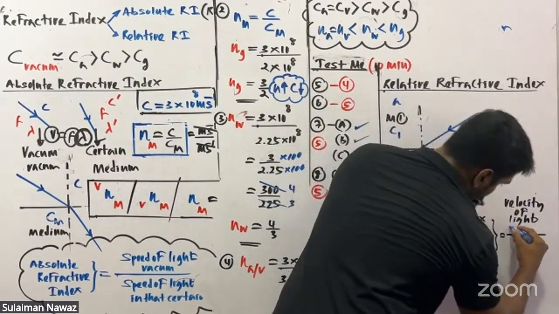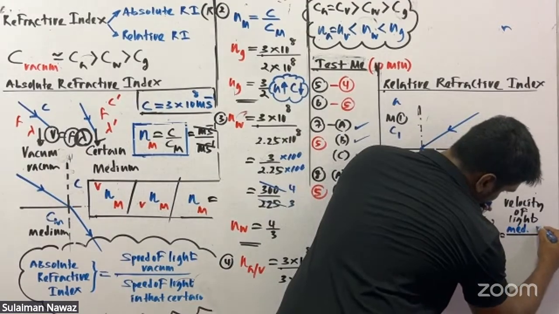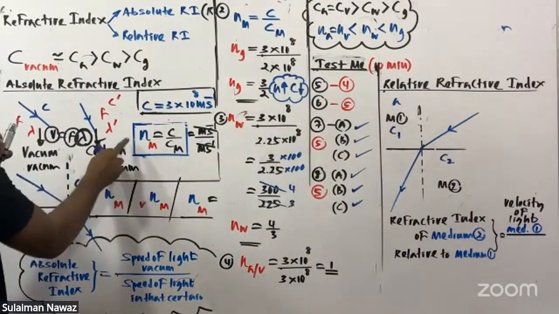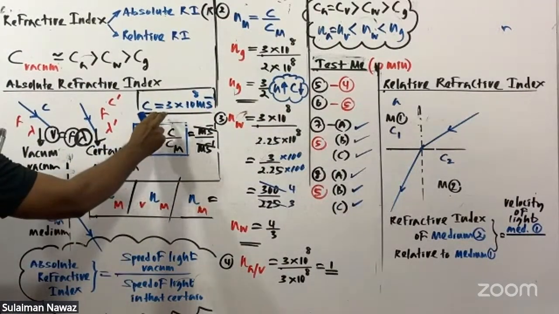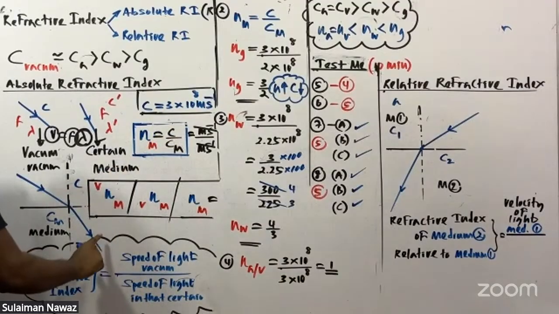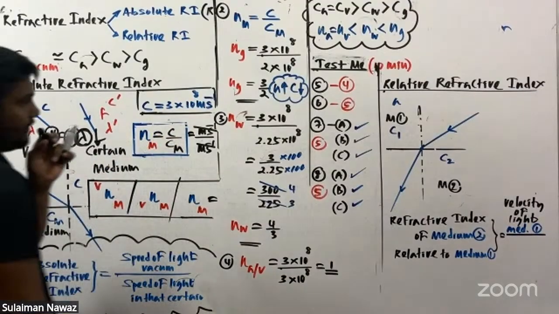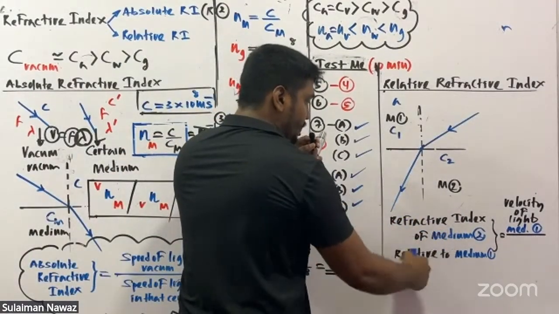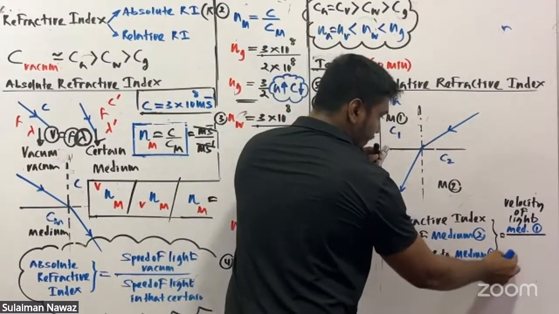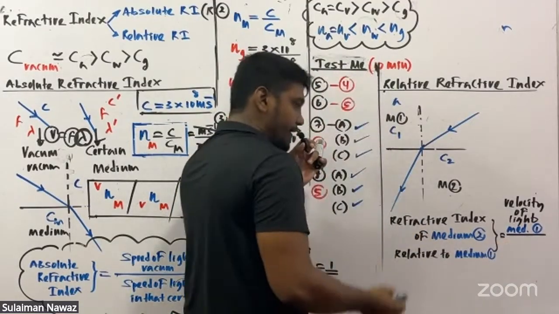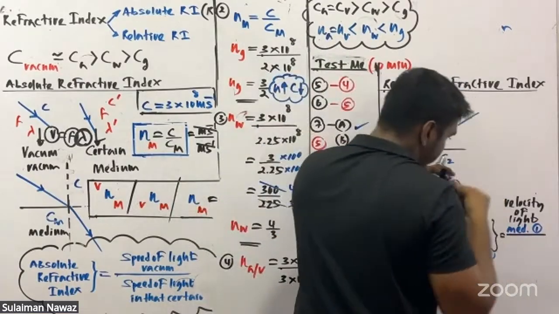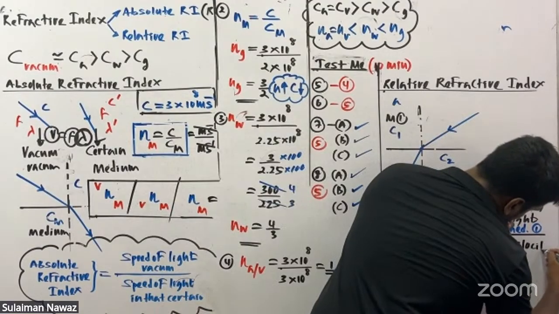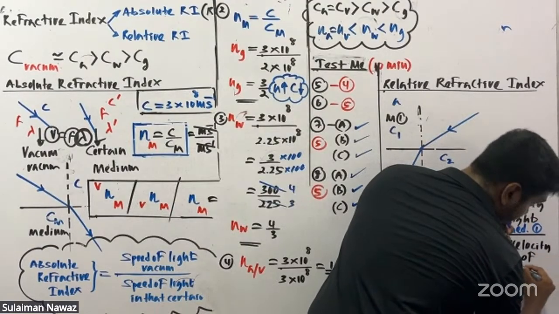velocity of light in medium 2. Absolute refractive index of a medium means speed of light in vacuum over speed of light in that medium. So for the refractive index of medium 2 relative to medium 1, the denominator must be the speed of light in medium 2. Speed or velocity of light in medium 2. Clear answer for this equation.